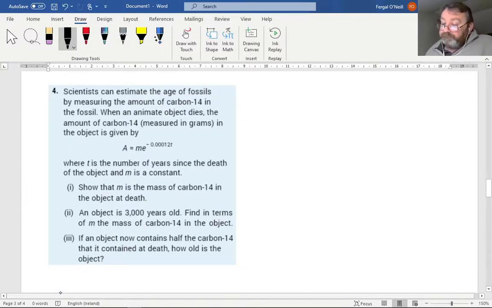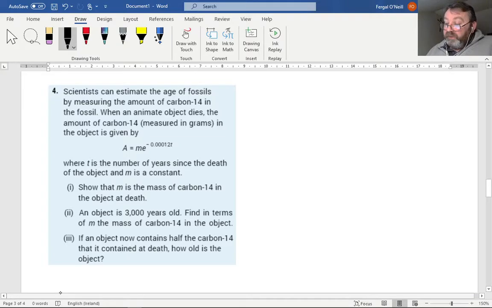Question 4. Scientists can estimate the age of fossils by measuring the amount of carbon-14 in the fossil. When an animate object dies, the amount of carbon-14 in the object is given by the formula. Now, do you notice that the power is negative? So that means the quantity is going to drop, and that makes perfect sense. When an organic object dies, the amount of C14 begins to dwindle. That's why we've got a negative power. That'll bring the values downwards as the value of t increases.